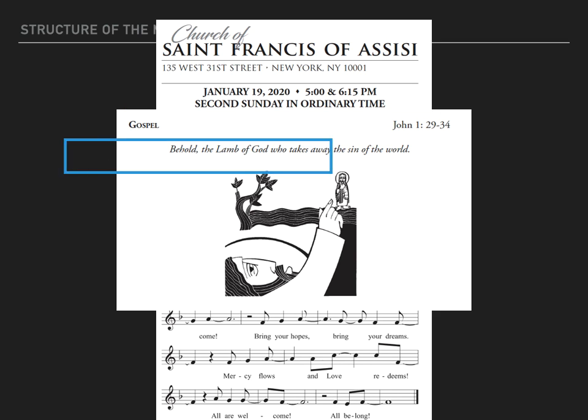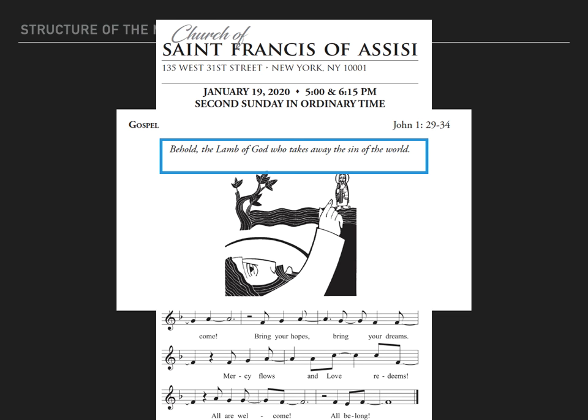And here at St. Francis, you'll notice they actually give you an important line from the gospel. Behold, the Lamb of God who takes away the sin of the world. So at St. Francis of Assisi, they'll give you the most important line from the gospel. Sometimes that might be preached on, other times it might not be.